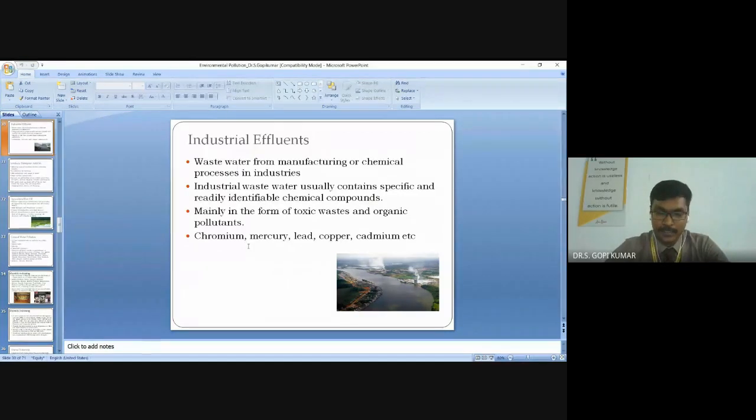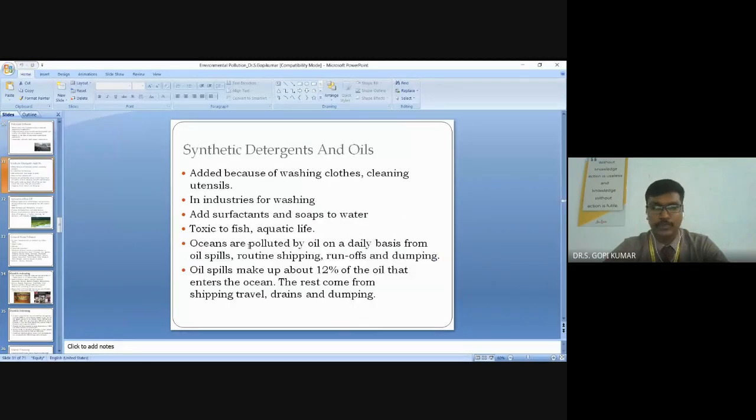And considering industrial effluents, apart from municipal sewage waste, industrial effluents are one of the major causes of pollution. In this case, the metals affecting the river basins are chromium, mercury, lead, copper, and cadmium. These are the metallic compounds which are a threat to rivers.